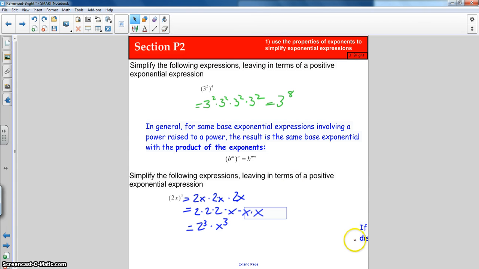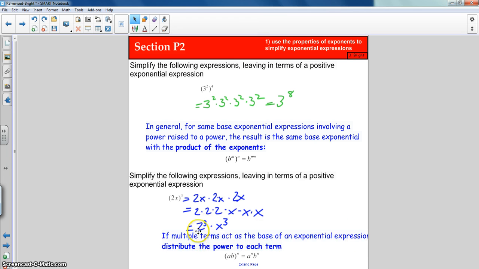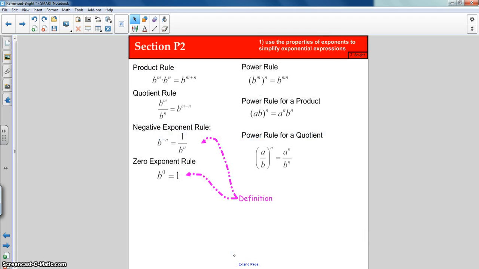But the idea that I want to drive home is that we can actually distribute the exponent to each term. So remember to do that rule. And now here, this is a list of all the rules that we more or less talked about. The power rule for a quotient is essentially the same thing as a power rule for a product. Just 1 over b is a fraction, so b here would be a fraction.